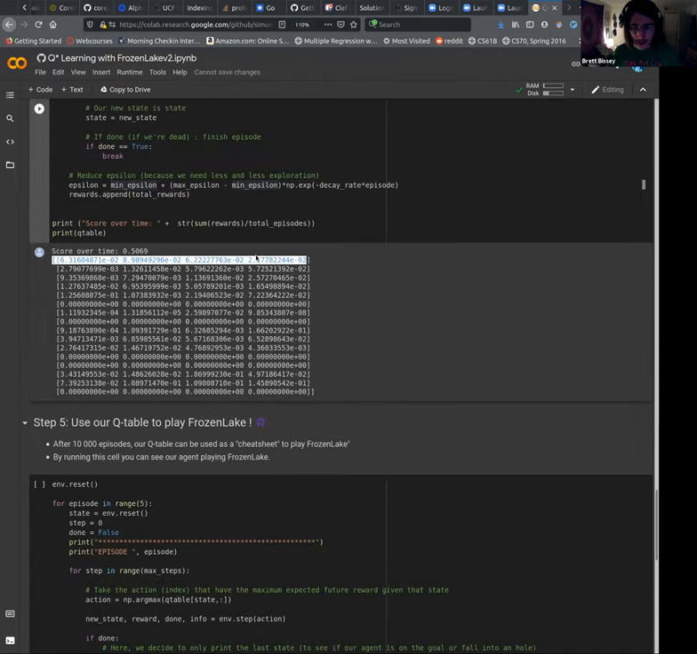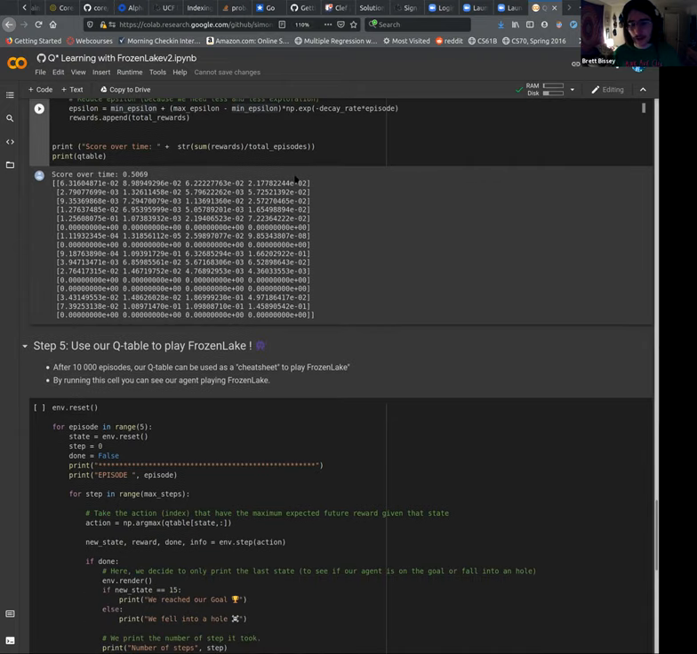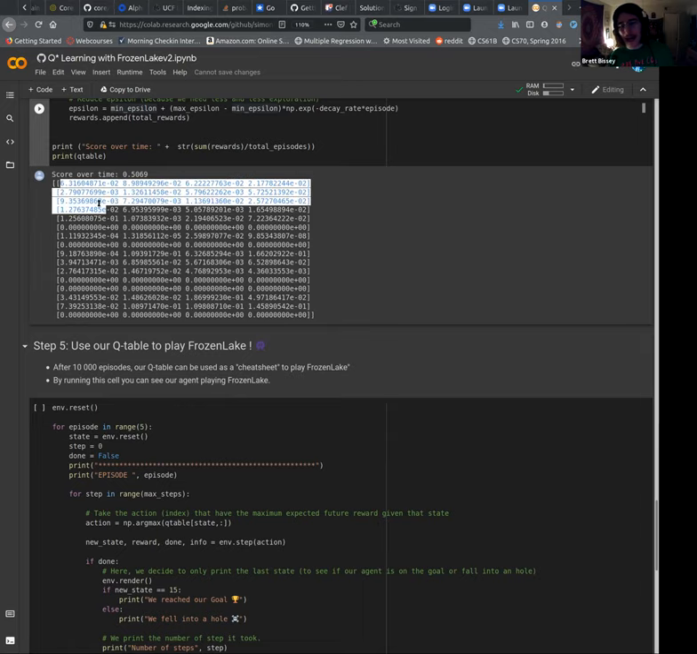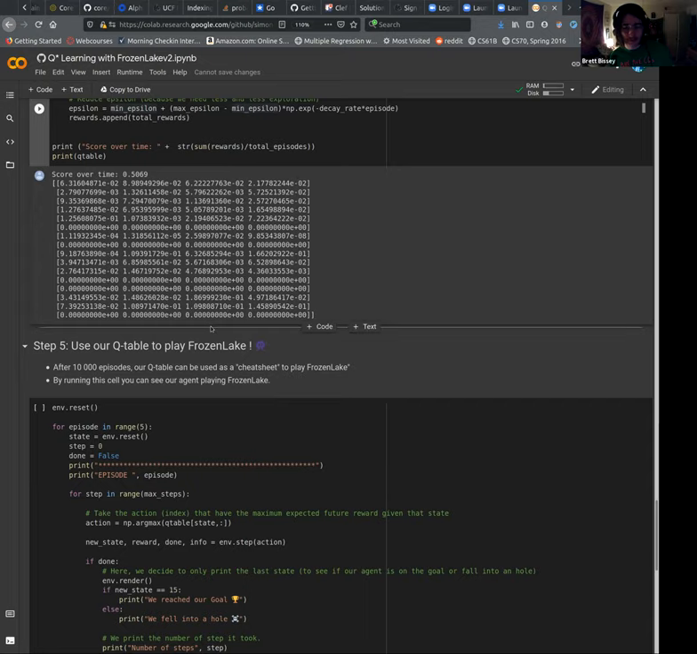So unfortunately, these are scaled like this, but this is just representing if we start at an initial Q table, which is just all zeros, and we are updating that Q table over time. This is how good each state-action pair is for our agent.